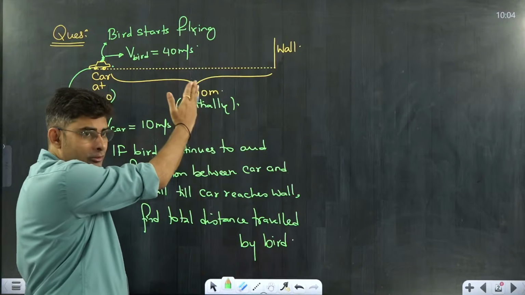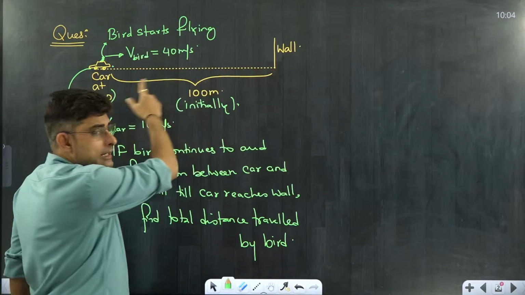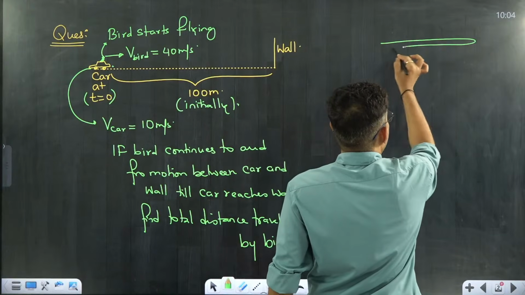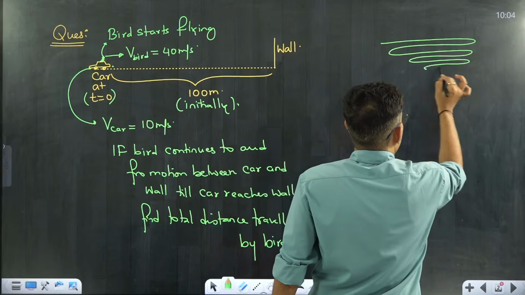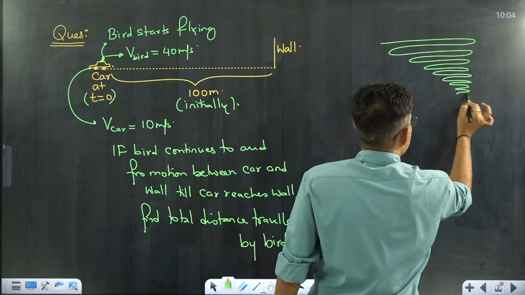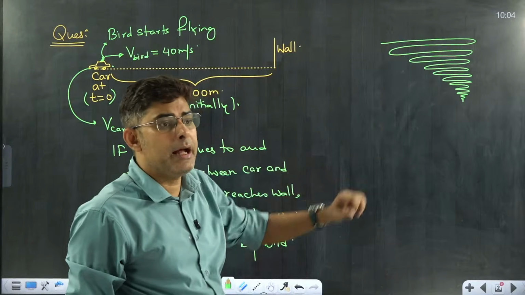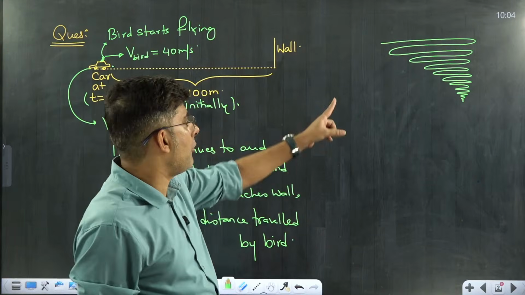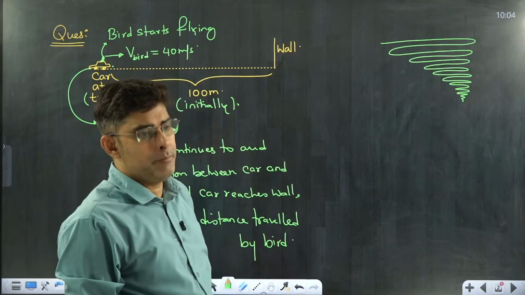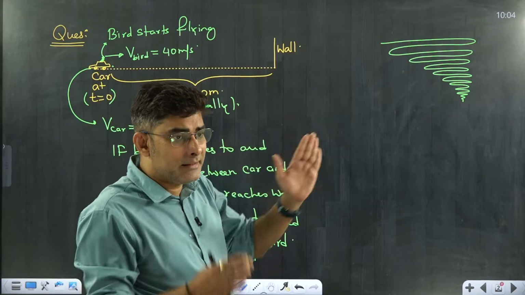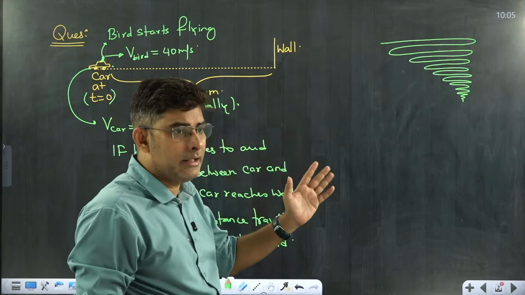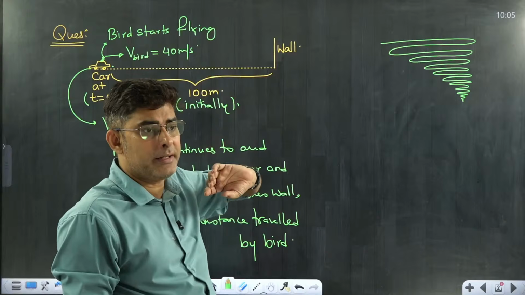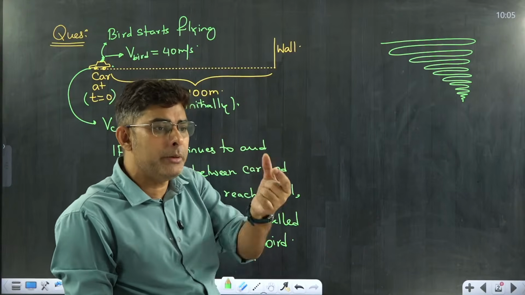Earlier the bird had to travel a larger distance, but as the car comes closer and closer, the bird will travel faster and faster and it will make an infinite number of trips. No beta, it's not 3 or 2 trips. It will be an infinite number of trips, because as the distance between the car and the wall is decreasing, the bird has to move back and forth at its speed of 40 meter per second. So the time taken to complete a trip will be lesser.